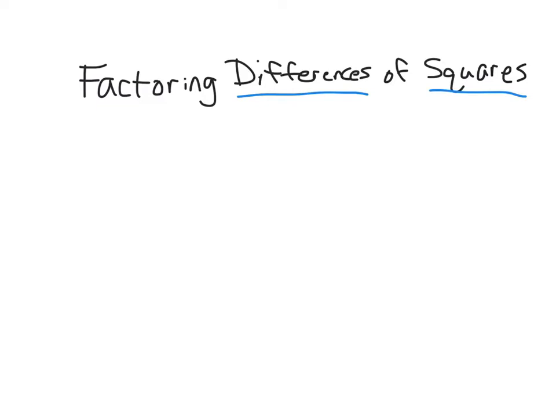So, for example, this is going to look something like a squared minus b squared. Some number squared minus some other number squared. So, before we can really start in on that, you need to make sure that you know what your perfect squares are. Okay, so let's think about that real quick.